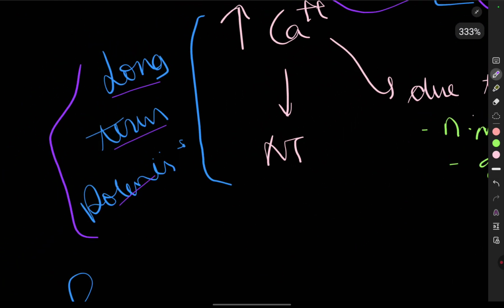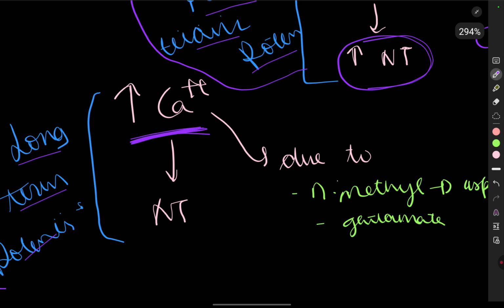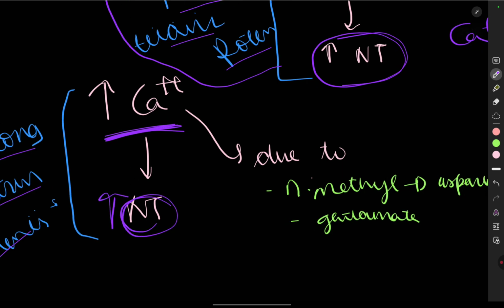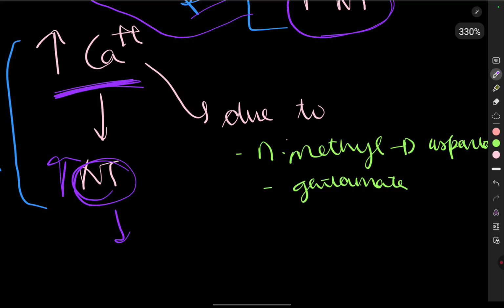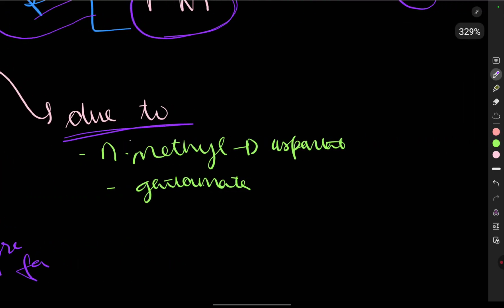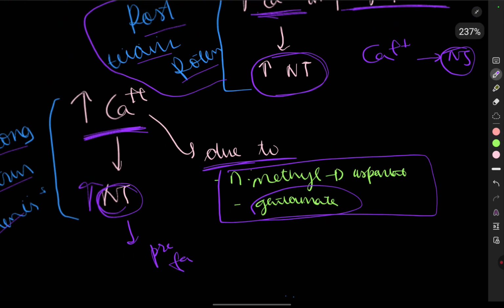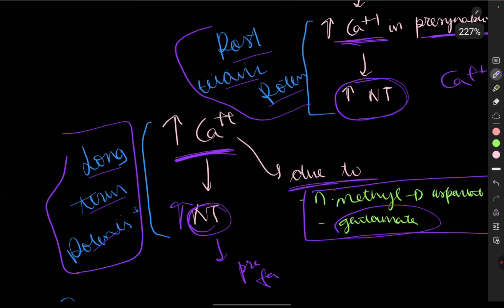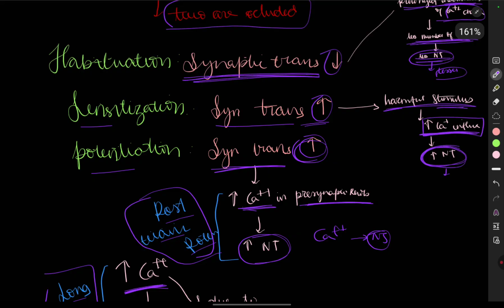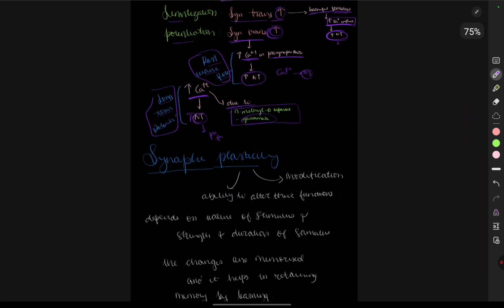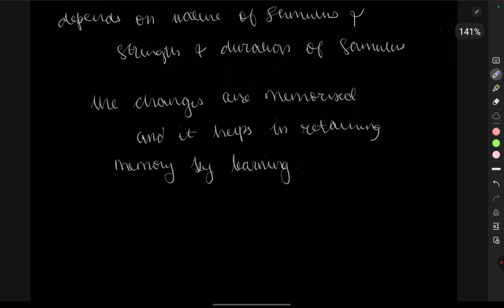Now what is long-term potentiation? The calcium ions are increasing and causing an increase of the neurotransmitter. This increase of neurotransmitter release is called presynaptic facilitation. We have already studied presynaptic facilitation, and it is due to N-methyl D-aspartate or glutamate. This is called the long term, and the other is called post-tetanic potentiation. So this is about the chapter, synaptic plasticity, and done.